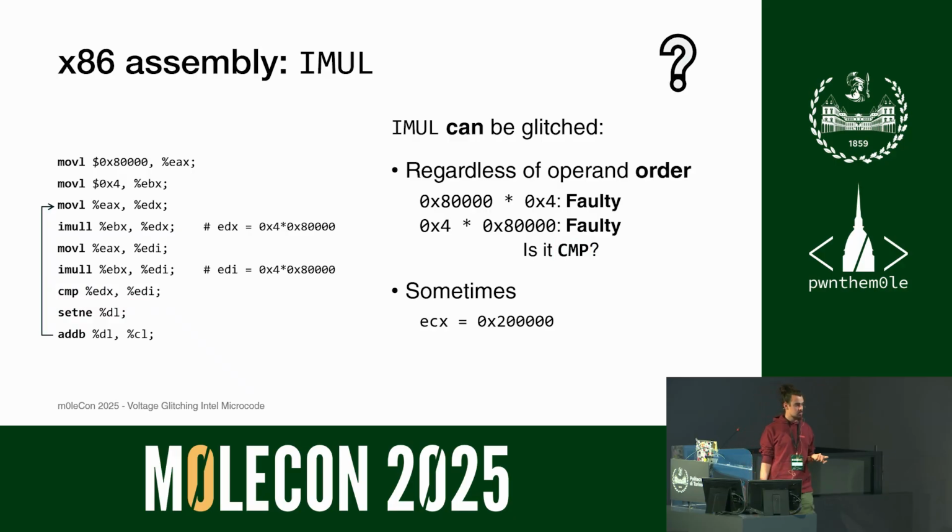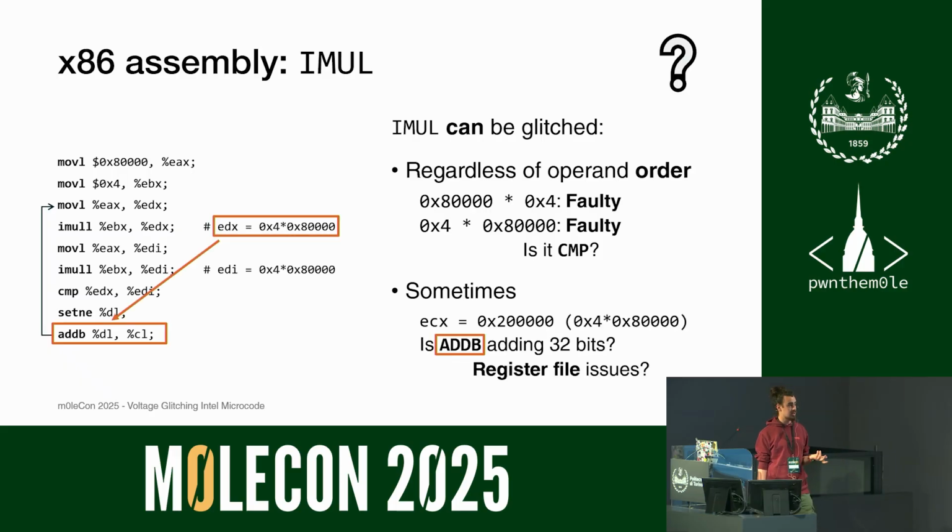And also, sometimes we get this huge number in ECX instead of just being 1 or 2. It's 200,000, which is, weirdly, exactly the result of 4 times 80,000. And if you look at this code, EDX is used as a destination register for the multiplication. Yeah, by the way, sorry, this is AT&T code. Nobody likes it. I don't like it either, but it's coreboot, so I have to roll with this.